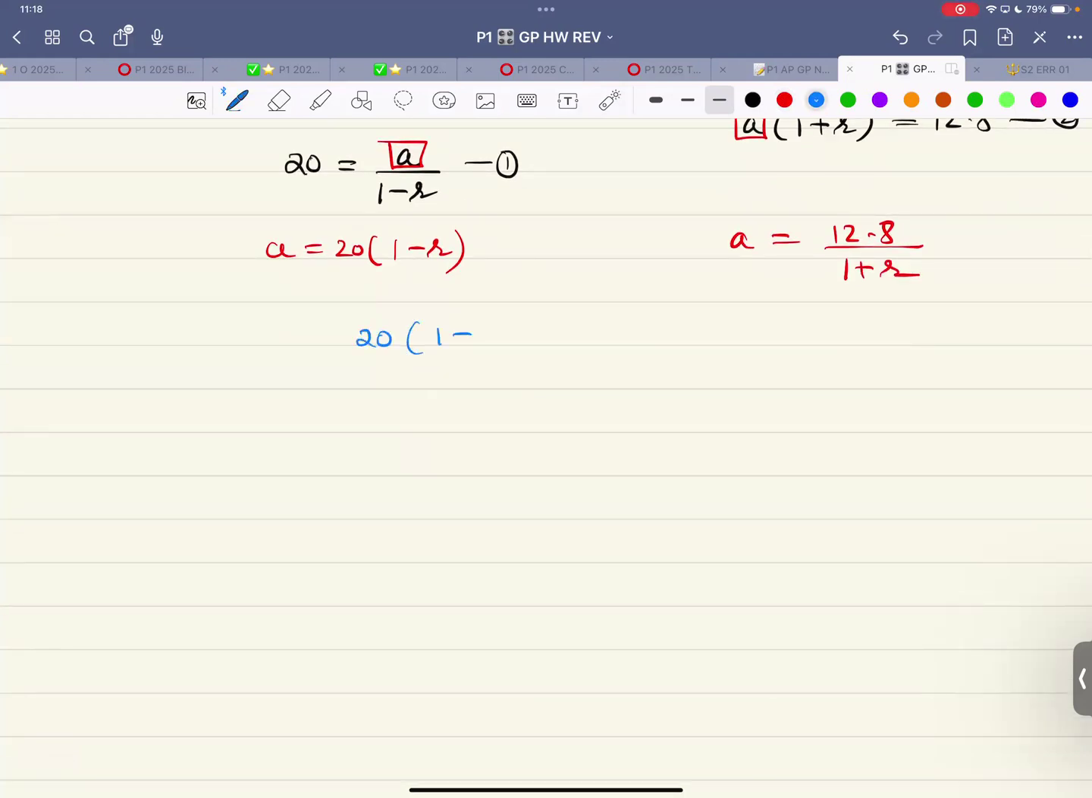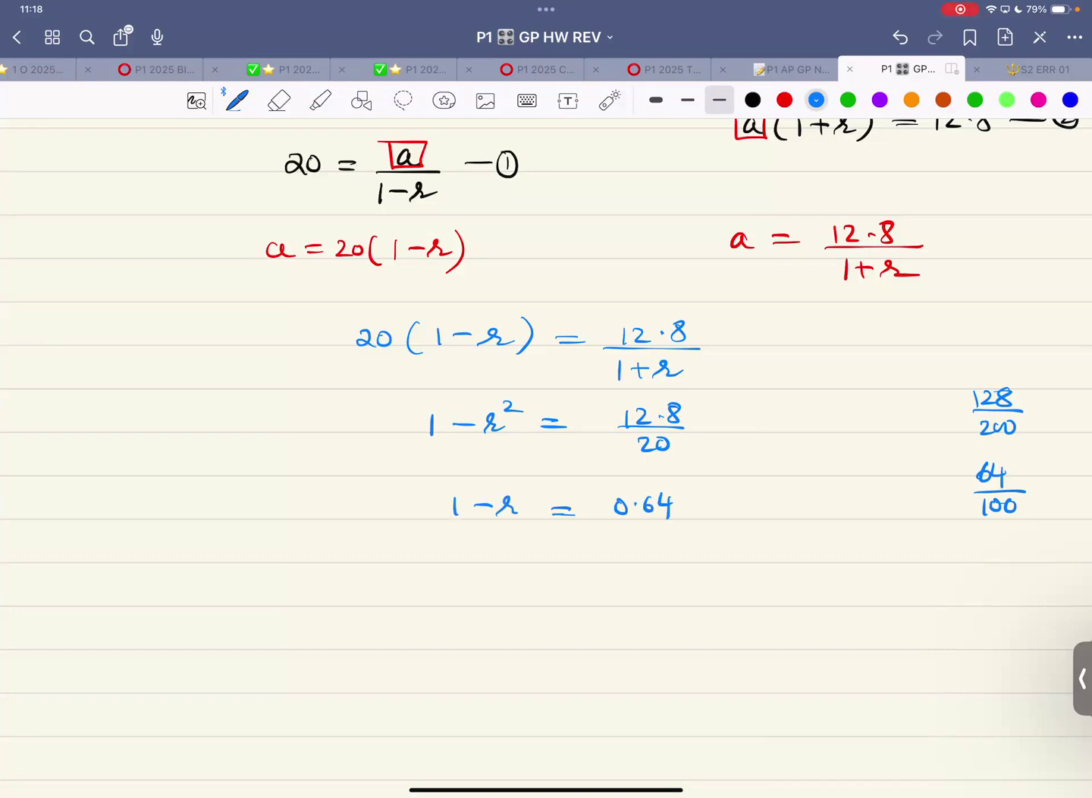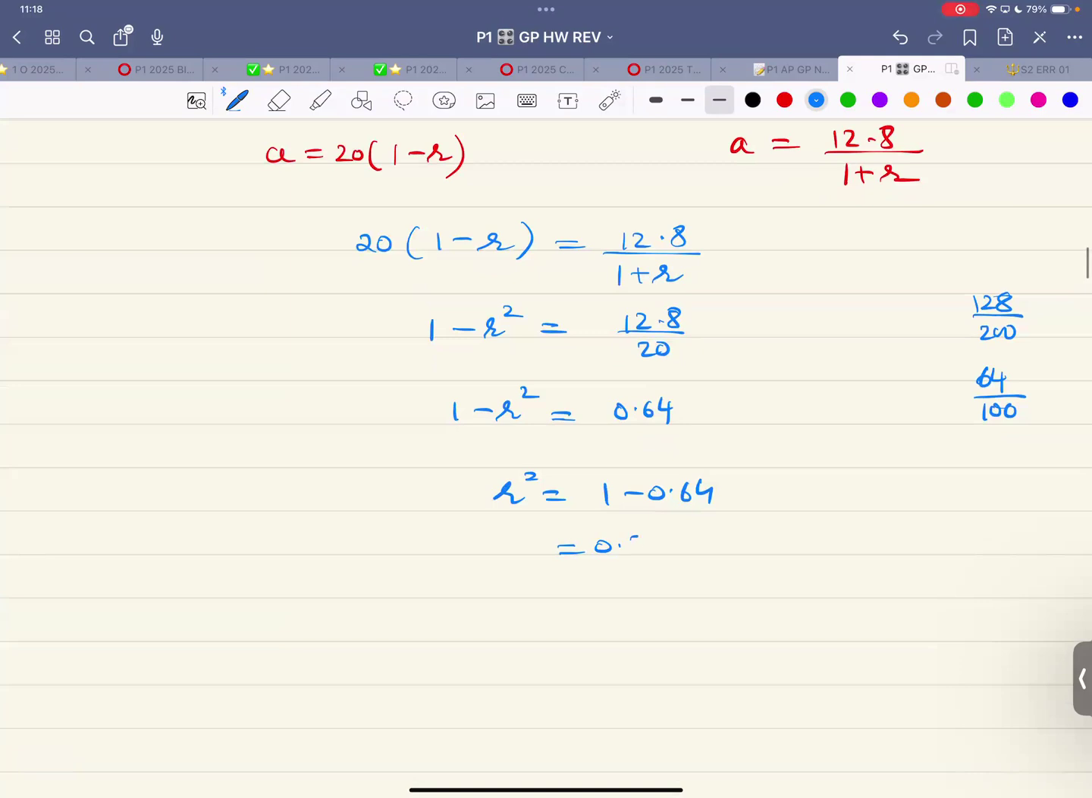20 bracket 1 minus R is equal to 12.8 over 1 plus R. 1 plus R into 1 minus R, that is 1 minus R squared. That is 12.8 over 20. So that is 128 over 200. How much is that? That is 64 over 100. So 0.64. 0.64 is over here. This is 1 minus R squared. R squared is 1 minus 0.64, which is 0.36. So therefore, R comes out to be plus minus 0.6.